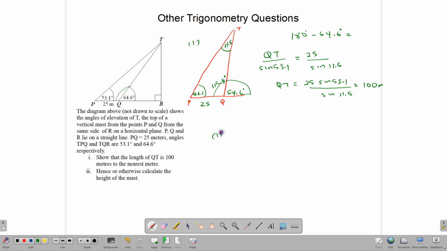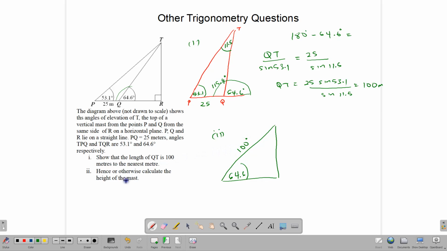And now the second part is to find the height of the mast. That is, the height of the mast is this line here. How tall is that line? So let's look at that triangle. So what do we know about the triangle now? We know that this angle is 64.6 degrees. And we now know that this line is 100 meters.